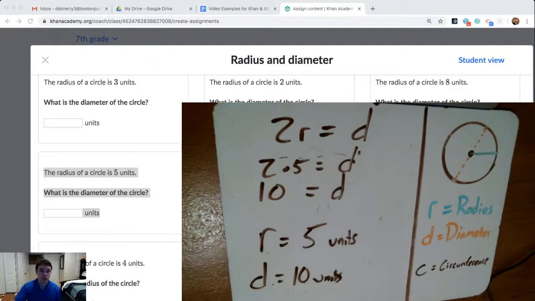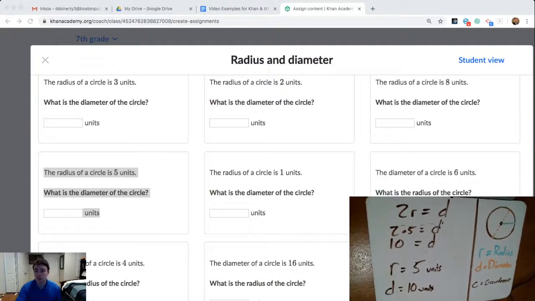If you have questions about this radius and diameter assignment, let me know. The purpose of it, again, is it's important to be able to flip between radius and diameter when we start working on our area and volume problems.